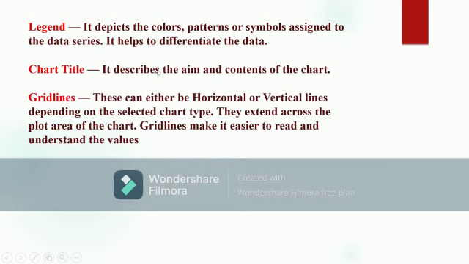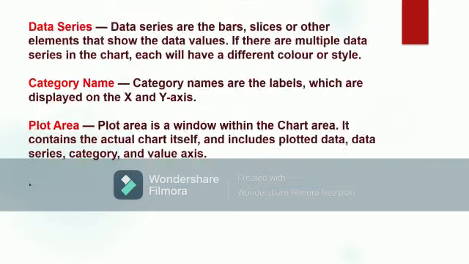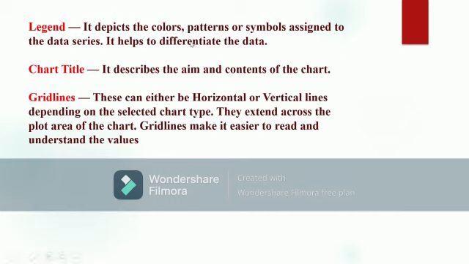Then legend. It depicts the colors, patterns or symbols assigned to the data series. It helps to differentiate the data. Already I have said if we have 5 subjects' marks, then we will get 5 bars at the same point. So when you get the 5 bars, how do we identify the bars? Yes, only by giving different colors, okay, or different patterns. That is called legend. The legend has many patterns or symbols or colors. Okay, so when you get to the practical, try to give different patterns or symbols.